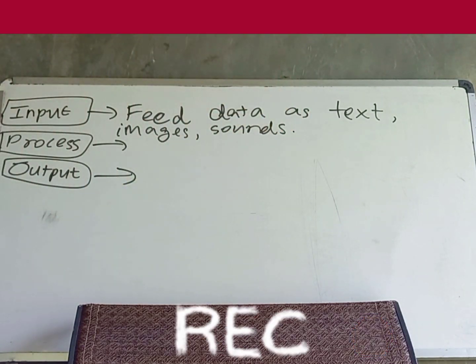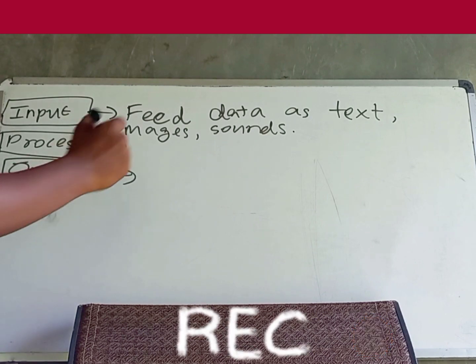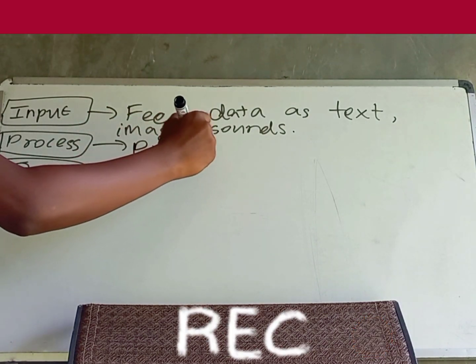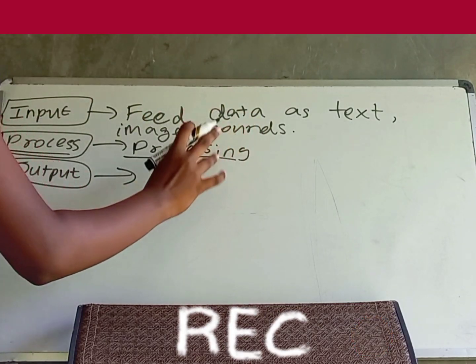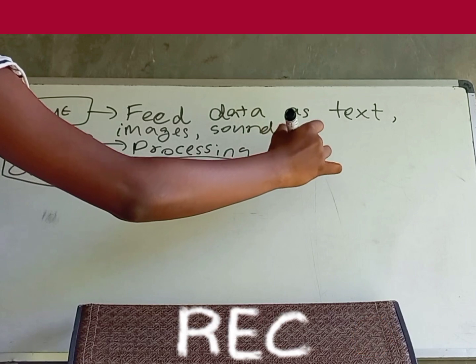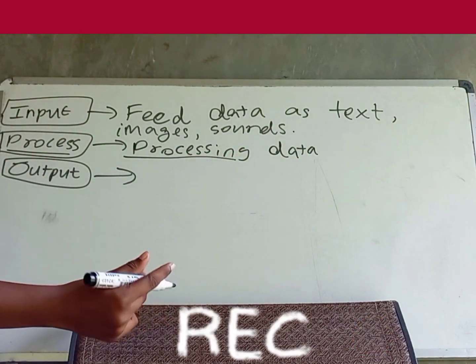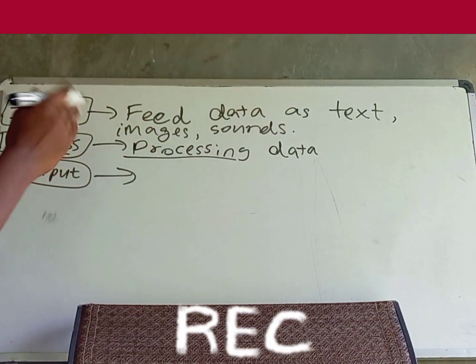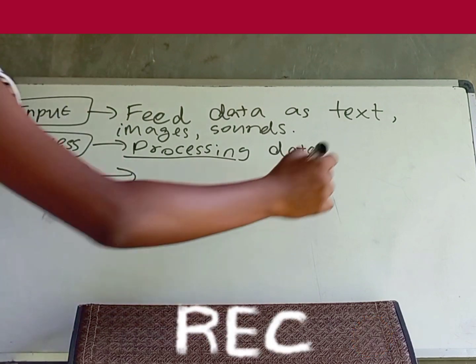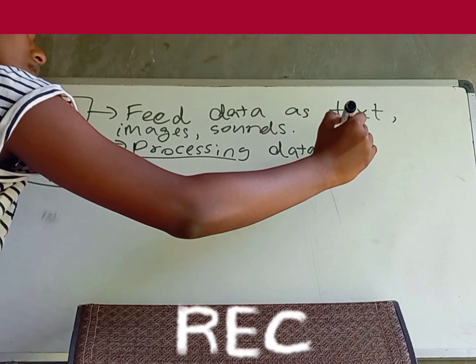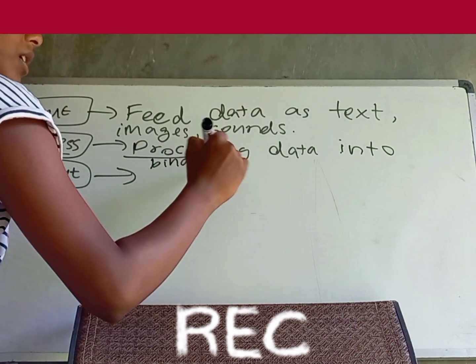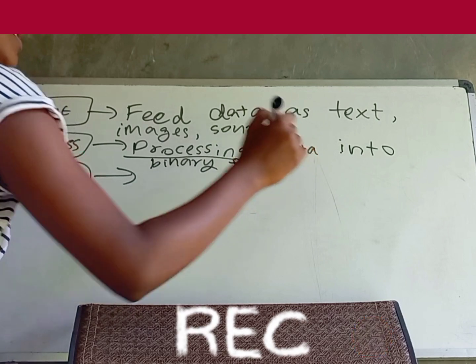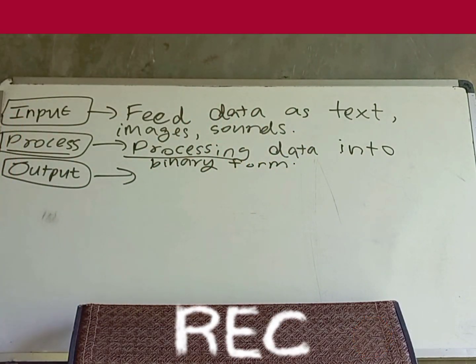What is process? Process is processing. We're going to start with the same word. Processing data that's been sent as text, images and sound into binary form. Like I told you, humans are familiar with decimal number system while computers are familiar with the binary number system.